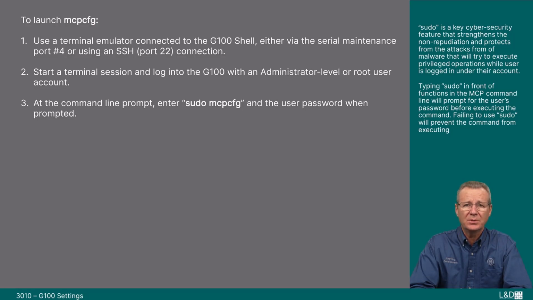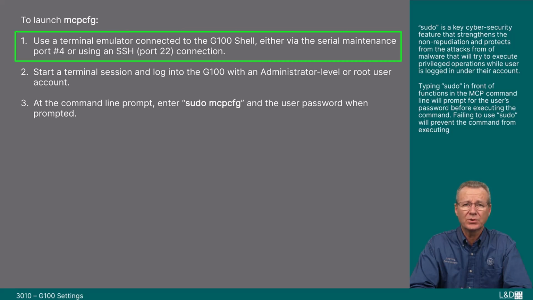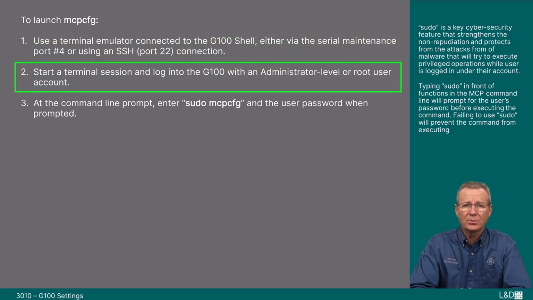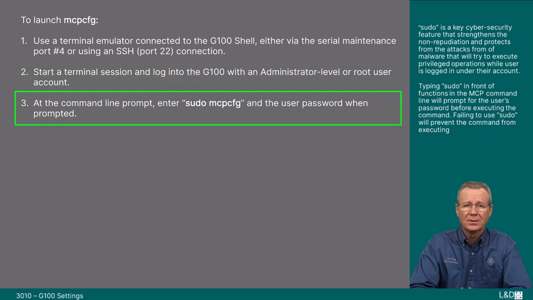To launch the MCP CFG: 1. Use a terminal emulator connected to the G100 shell, either via the serial maintenance port number 4 or using an SSH port 22 connection. 2. Start a terminal session and log in to the G100 with an administrator level or root user account. 3. At the command line prompt, enter sudo MCP CFG and the user password when prompted.